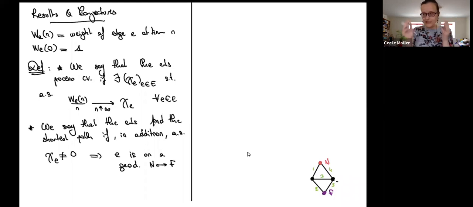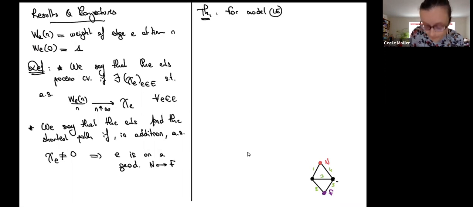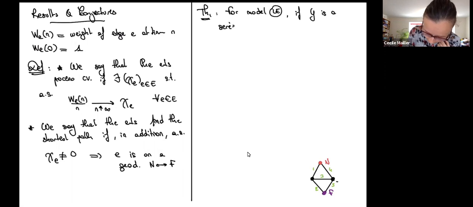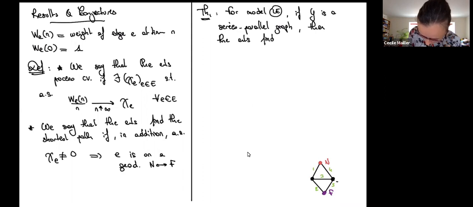Great. So these are the definitions. Now, what are the results? I'm going to give you our first theorem, which was in the first paper, which is on the arXiv. Our first theorem is about the model LE, the loop-erased model, and it only holds if G is a series parallel graph. I'm going to define this just after I state the theorem, so let's be just a bit patient. Series parallel graph, maybe you know it already though. Then the ants find the shortest path.